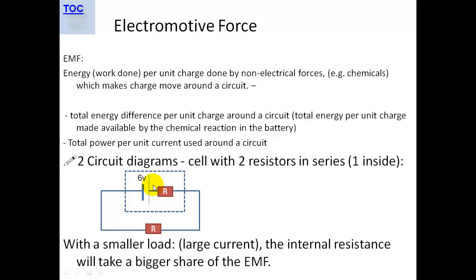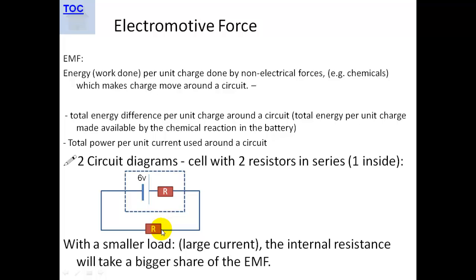This is the energy per unit charge to go completely around the circuit, including the internal resistance. But normally we don't see that. You're not able to see the full EMF, the full 6 volts, because some is lost inside.